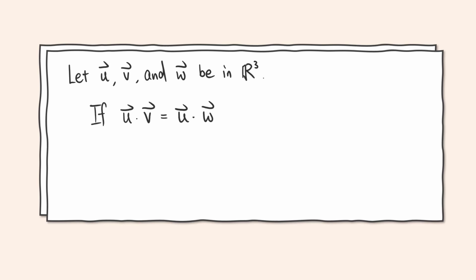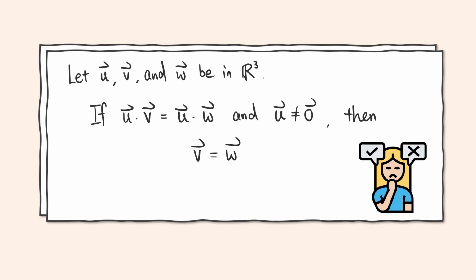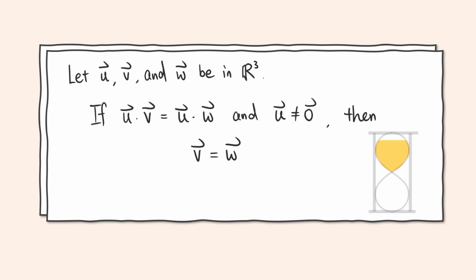Here's a statement. For vectors u, v, and w in R3, if u dot v is equal to u dot w and u is non-zero, then v must be equal to w. Is that true or false? How about take a few seconds to think about this?